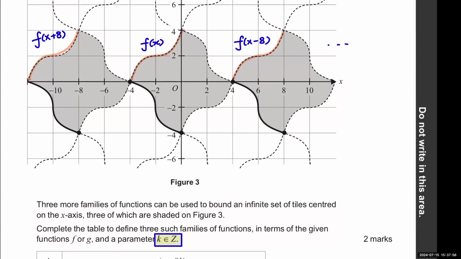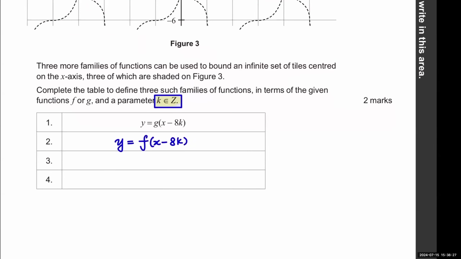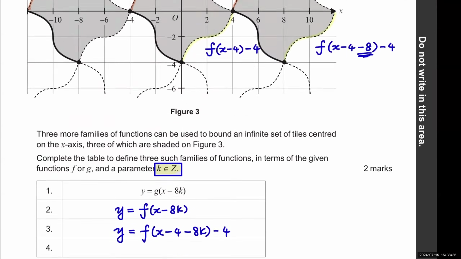And the next thing is, if we look at the yellow part here, the yellow part is a translation of f of x. So we just say f of x minus 4, minus 4, okay? And next one is just like f of x minus 4 minus 8, minus 4. So eventually I can just subtract an 8k here: y equals f(x minus 4 minus 8k) minus 4, okay?